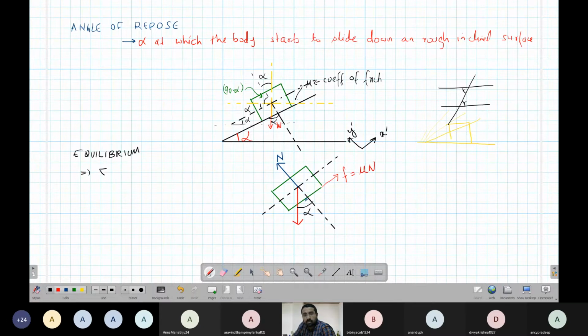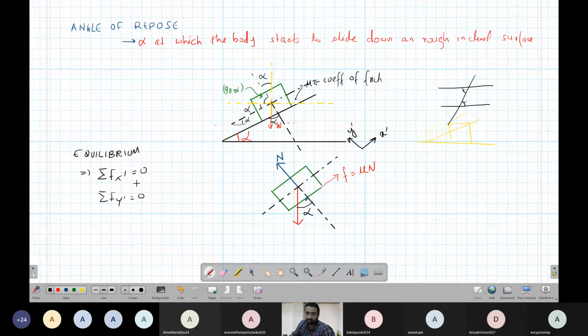Since it is in equilibrium, all the forces in X dash should be equal to 0, and all the forces in Y dash should be equal to 0. So we restrict ourselves to translation; the moment equation is not needed because rotation is constrained.